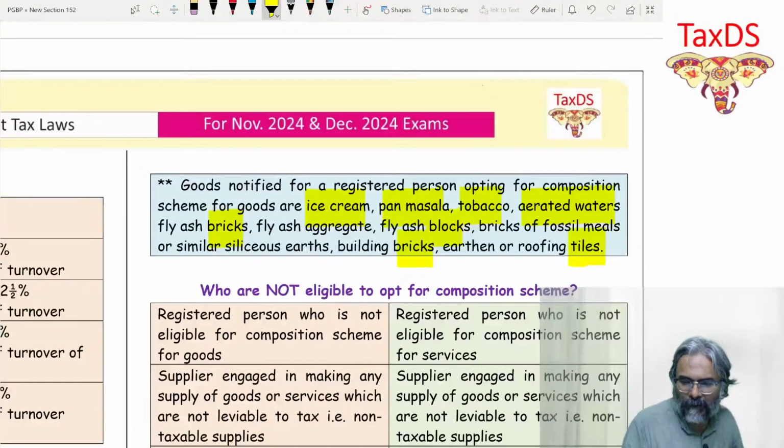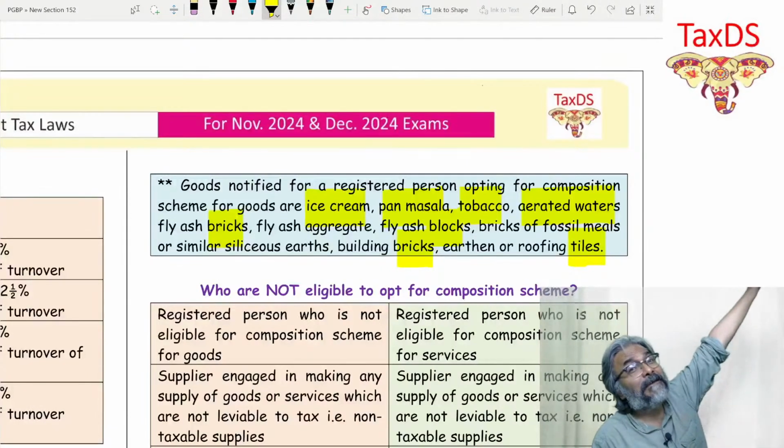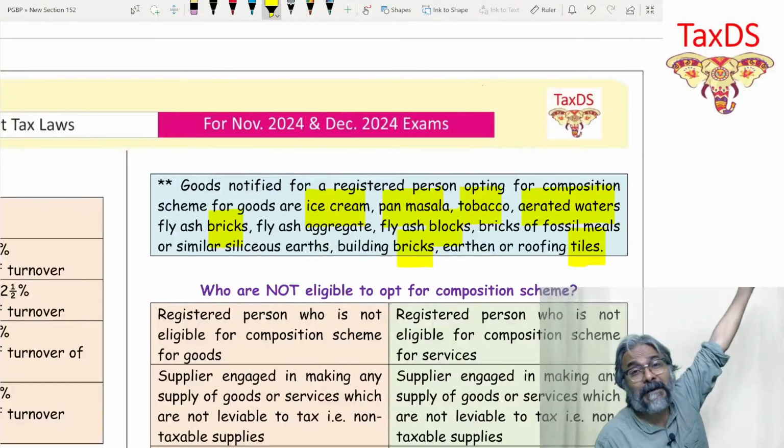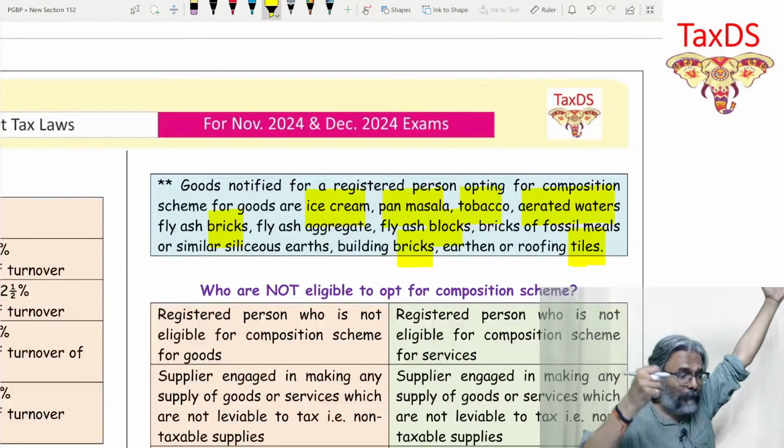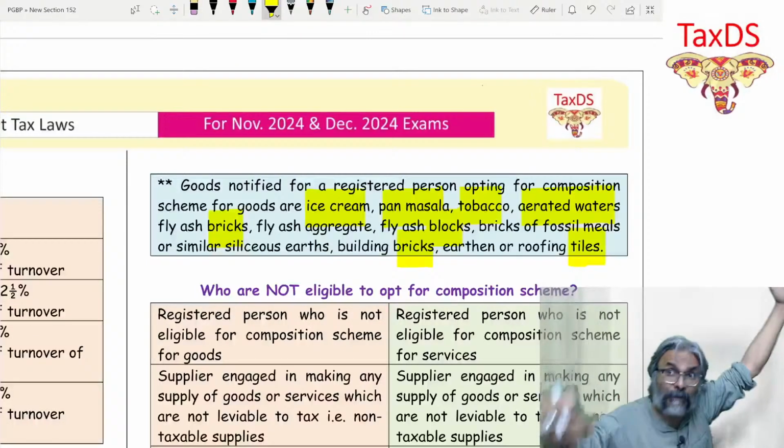So bricks, blocks, and tiles to hit the person. Therefore, in this particular context: ice cream, pan masala, tobacco, aerated water, bricks, blocks, and tiles. These are the items if you supply in the current financial year. Last financial year you may have been doing it, doesn't matter. But as far as the composition scheme is concerned, you will always have to see whether you are supplying these notified goods in the current financial year.